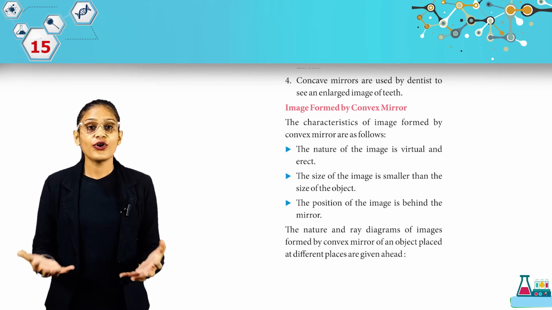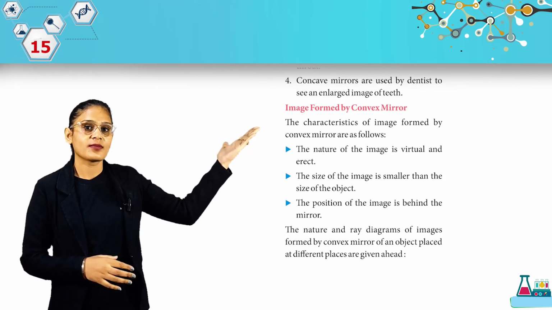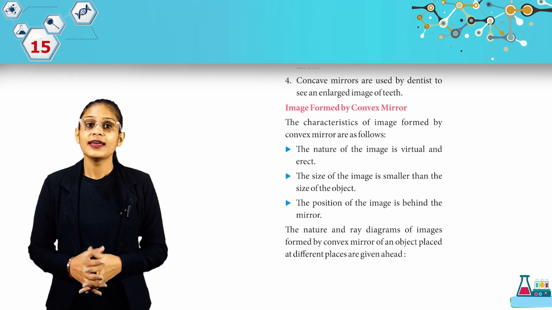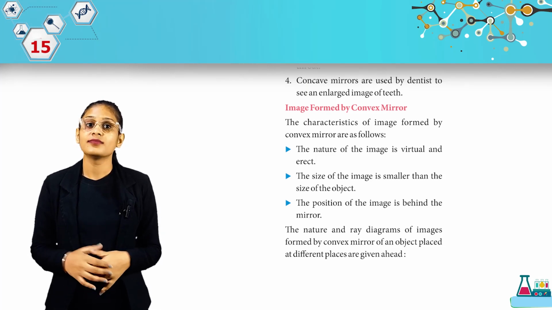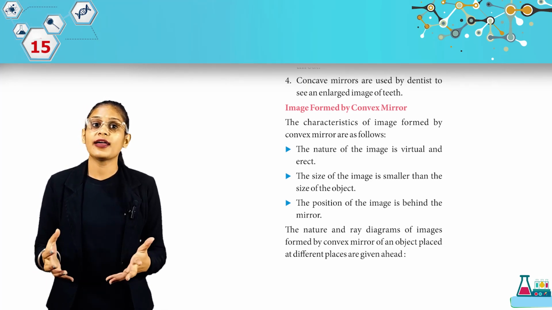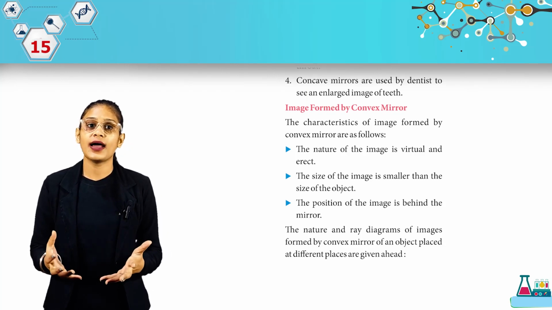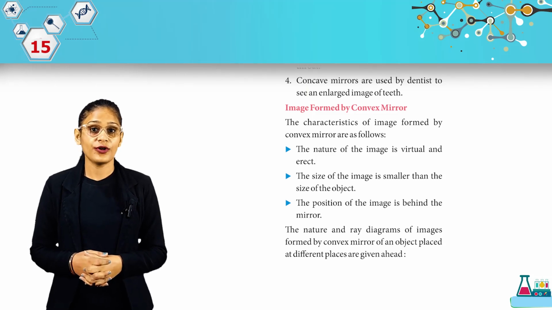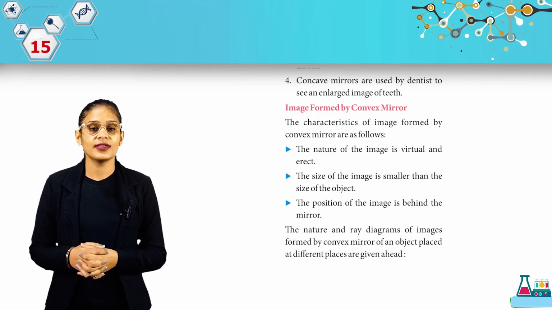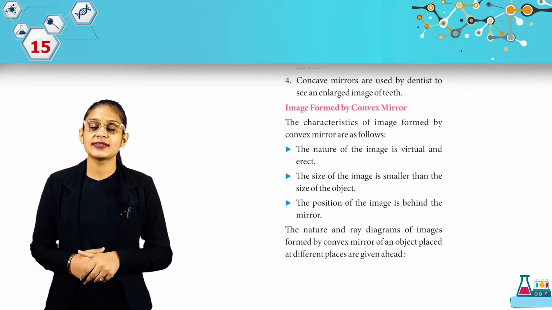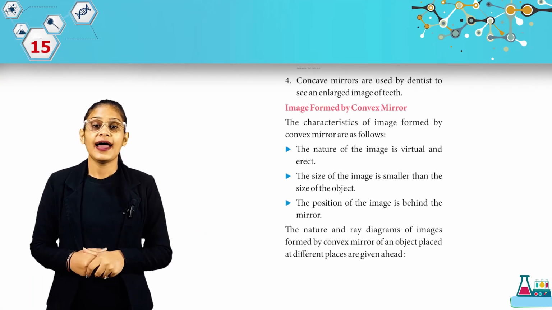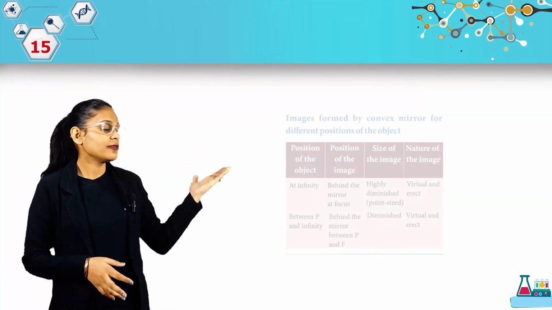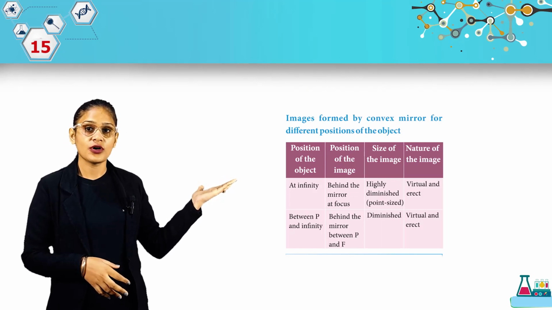Now students, we are going to read image formed by convex mirror. The characteristics of image formed by convex mirror are as follows. Here, the nature of image is virtual and erect. The size of the image is smaller than the size of the object. The position of the image is behind the mirror. The nature and ray diagrams of image formed by convex mirror of an object placed at different places are given ahead. So students, these are the characteristics: the image is small in size, and a virtual and erect image is formed in a convex mirror. Here we have a table, image formed by convex mirror for different positions of the object.